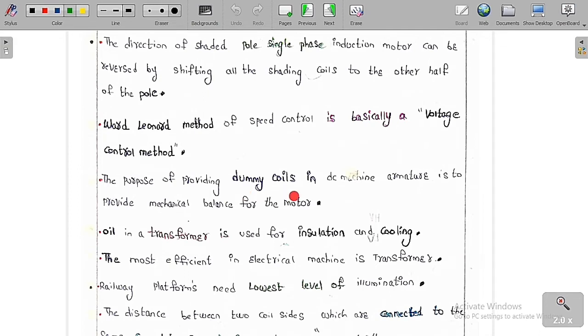The purpose of providing dummy coils in a DC machine armature is to provide mechanical balance for the motor.